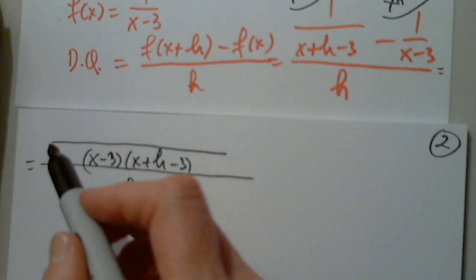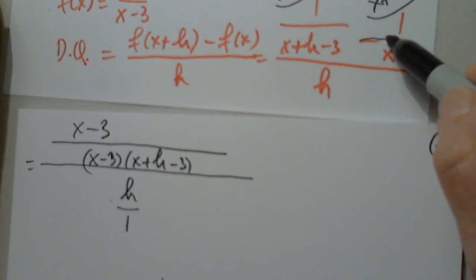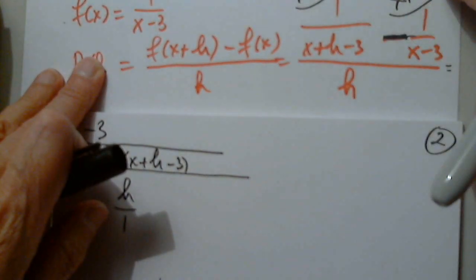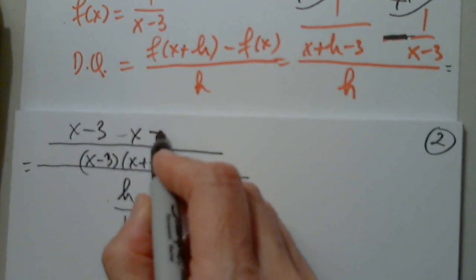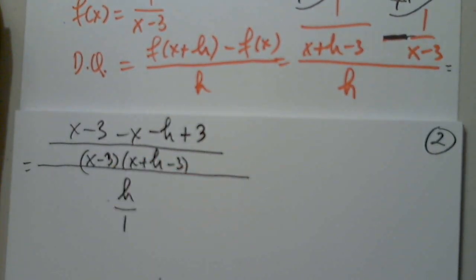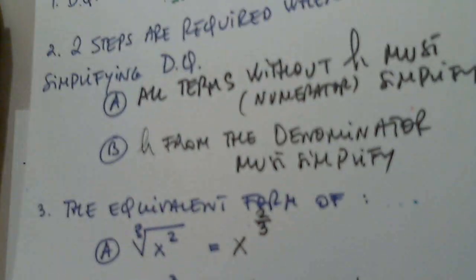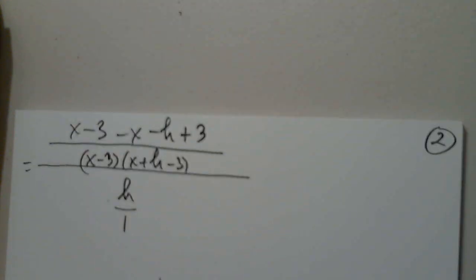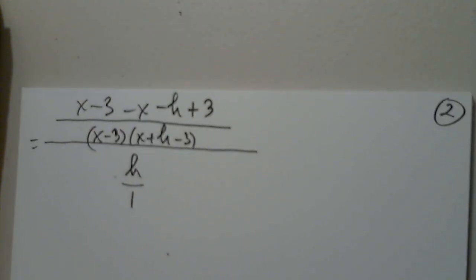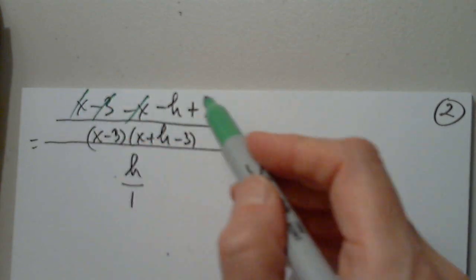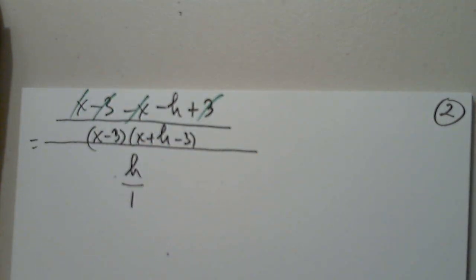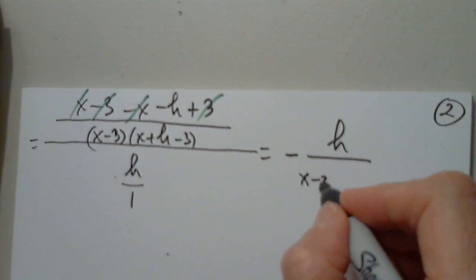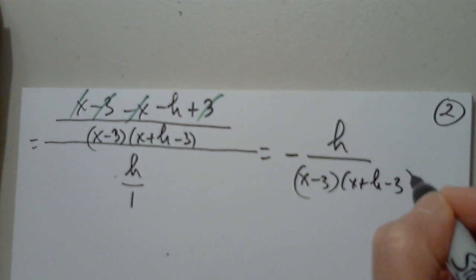x plus h minus 3 times 1. Careful now. Negative, negative, negative. So minus x minus h plus 3. As we just reviewed, all terms without h in the numerator must go away. They better, otherwise I'll say stop. So now I have the numerator, which is negative h over x minus 3, x plus h minus 3.